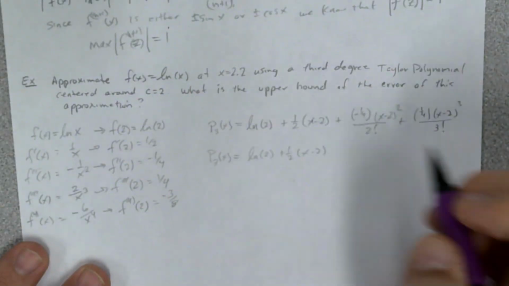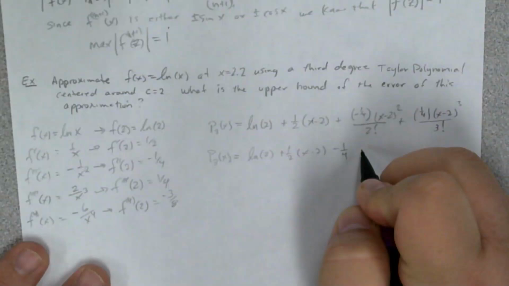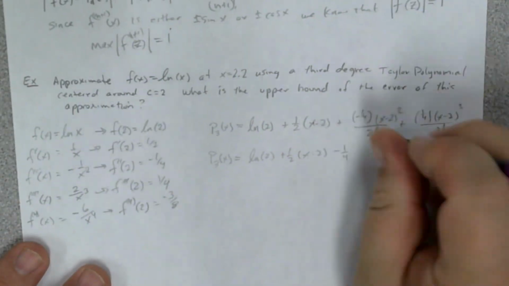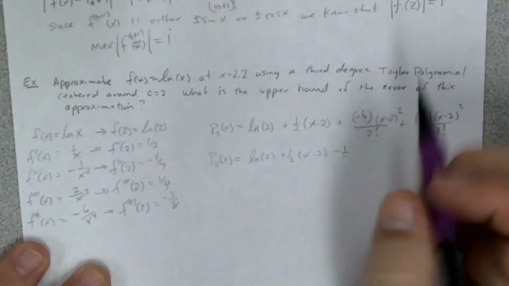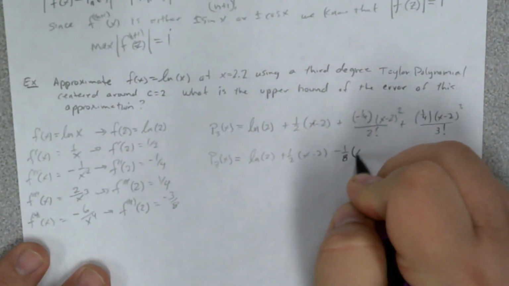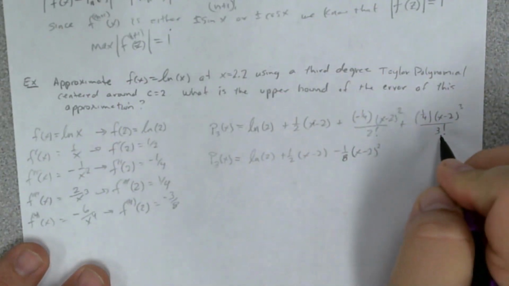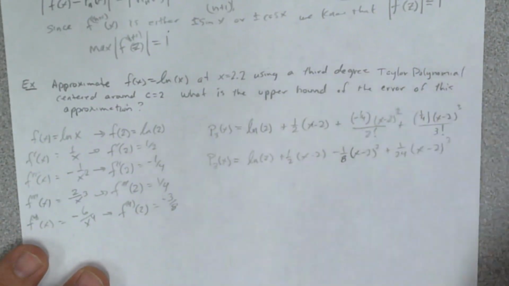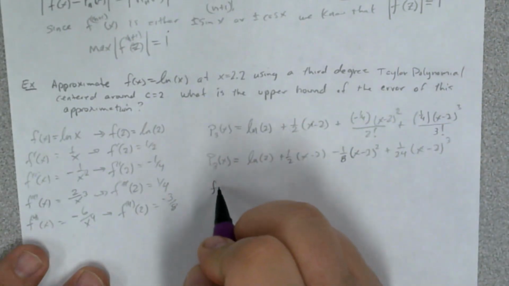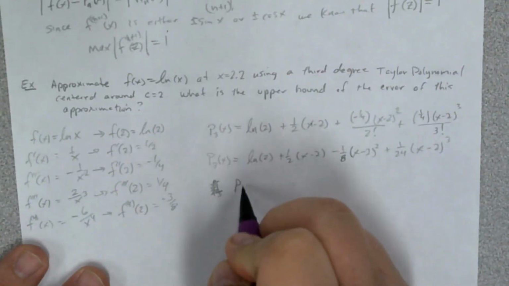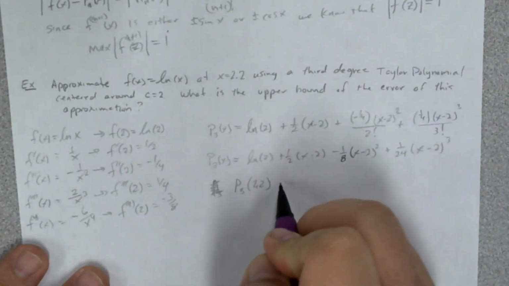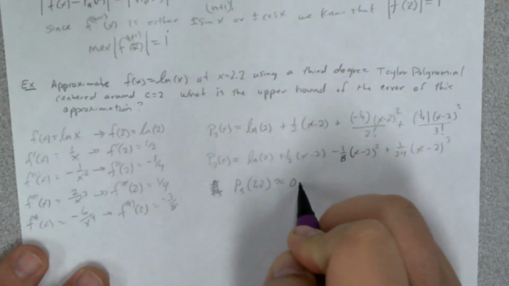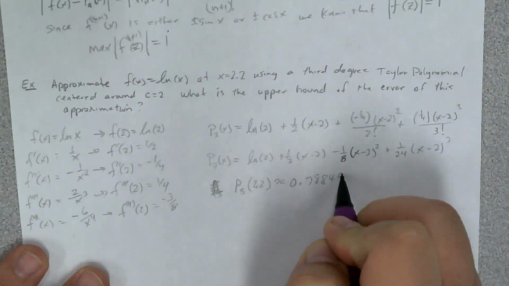That's a plus. This will be minus. I'm sorry, this is a 2 on the bottom, so this will make an 8. And then this one over here is going to be 6 and 4, that's 24, so 1 over 24, x minus 2 cubed. And then you're going to plug in, excuse me, that's a P, 2.2. And when you do, you should get this number right here. Okay?